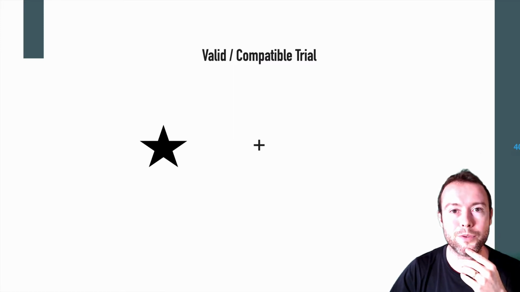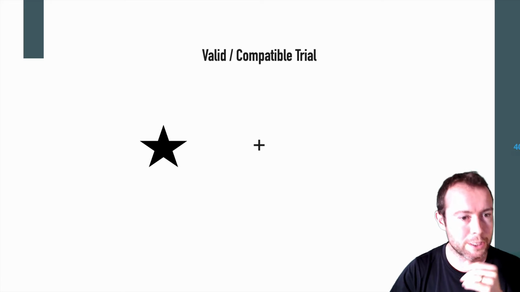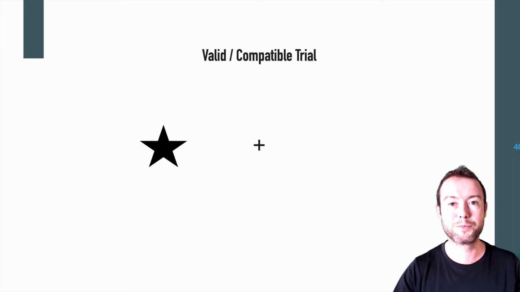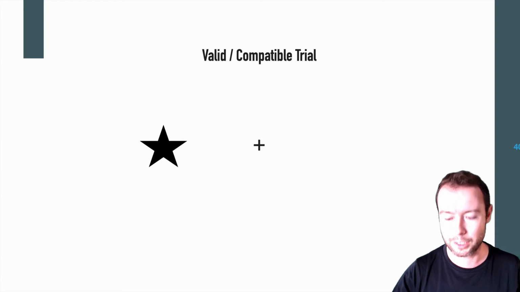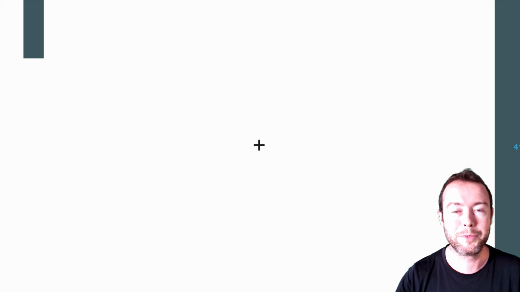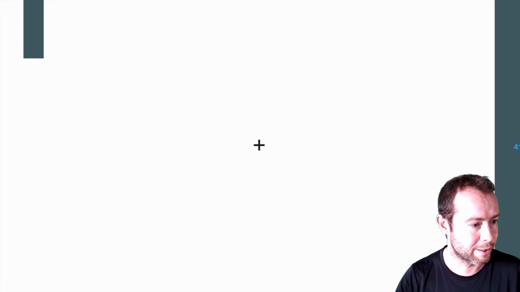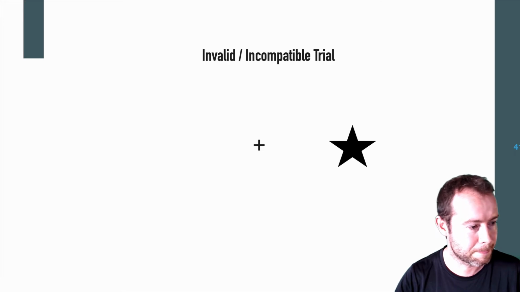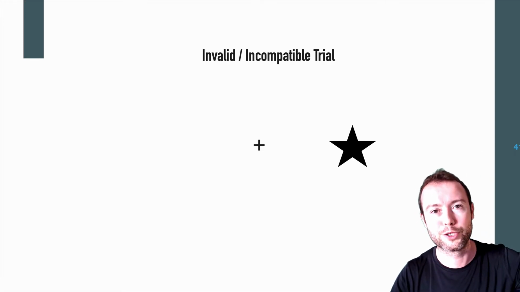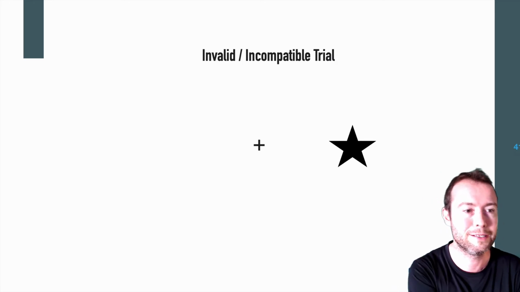That's an example of what is known as a valid or congruent compatible trial. Again, your job here is just to respond, indicating which side the target appears on. Alternatively, on a small proportion of trials, the cue of light might appear in the opposite location to where the target appears. Let's see an example here. That little cue is appearing on the left hand side, the target is appearing on the right hand side.